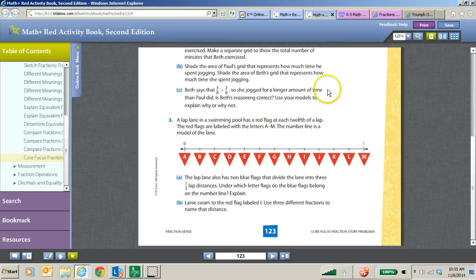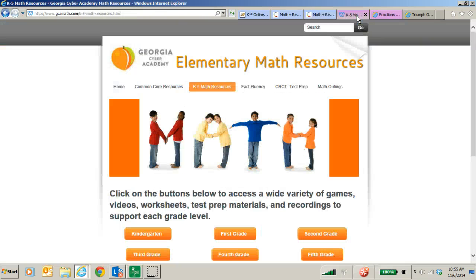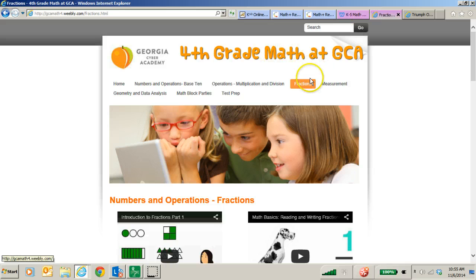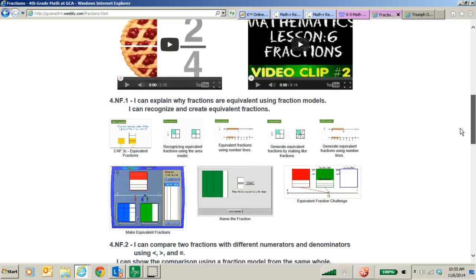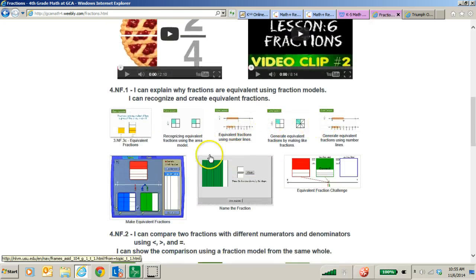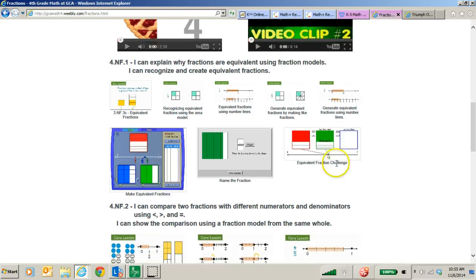In addition to all of these resources in the OLS, don't forget about the elementary math web page. If you go to the 4th grade page and go to the fractions, there are additional support items for you, such as videos. There are Learn Zillion videos. There are also manipulatives that you can use online to help reinforce equivalent fractions and understanding naming the fractions.